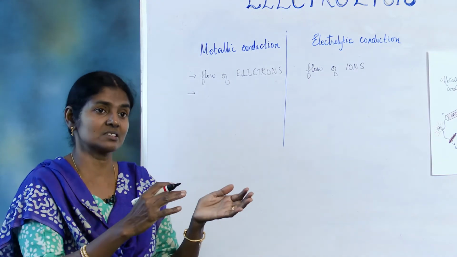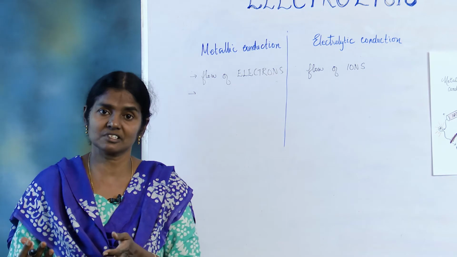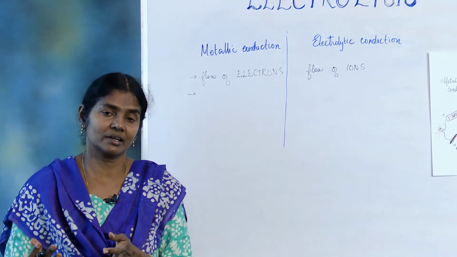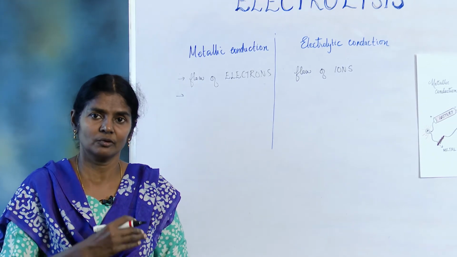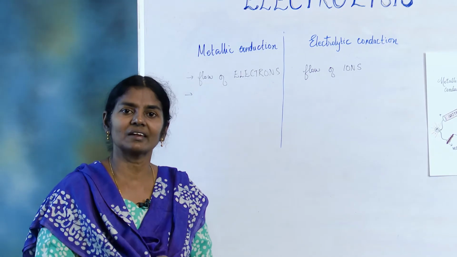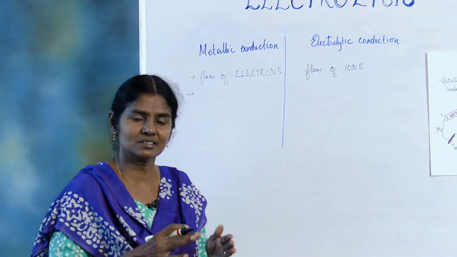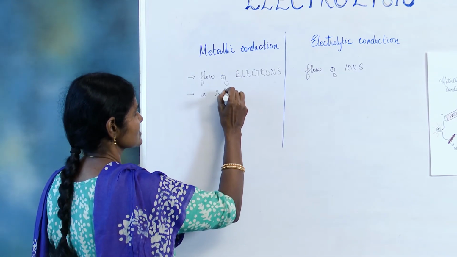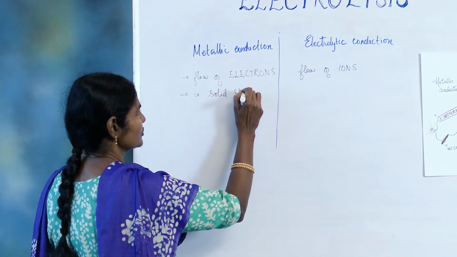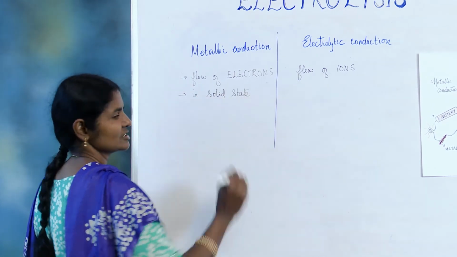Okay, when you see a copper wire or a nichrome wire or an aluminium wire, you never see, after some time when it keeps on conducting, say we have switched on the light for hours together, the wire melting at all. It is still in the solid state. So this conducts only in the solid state.